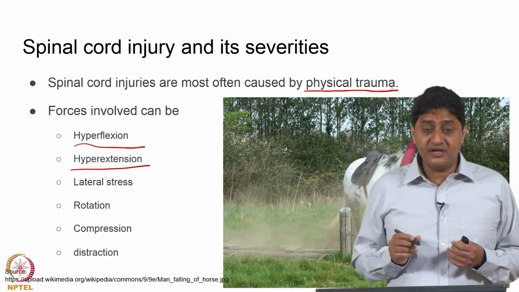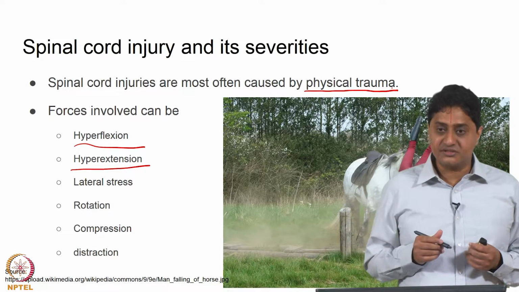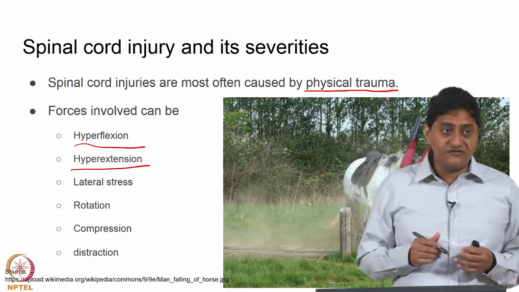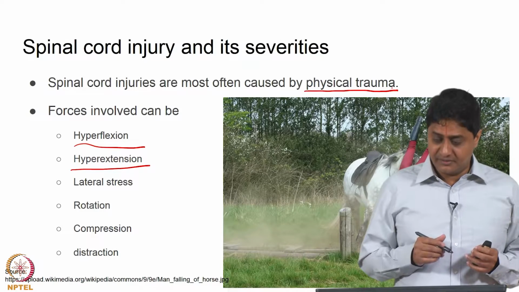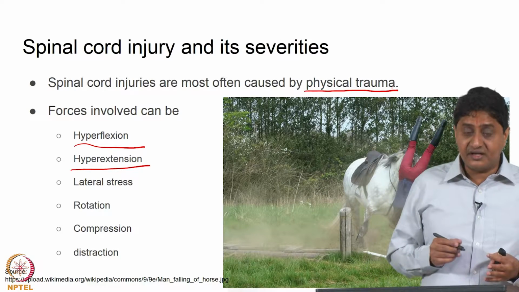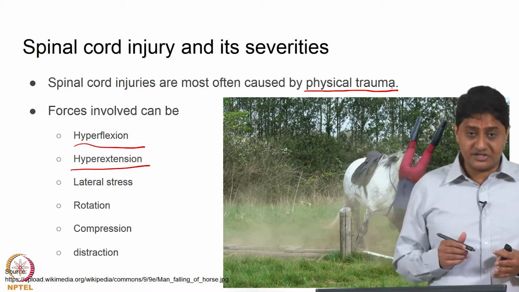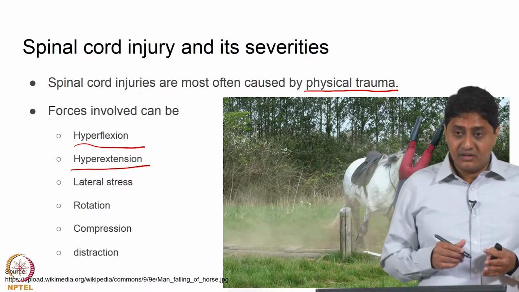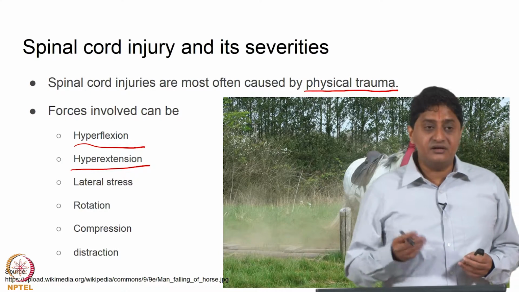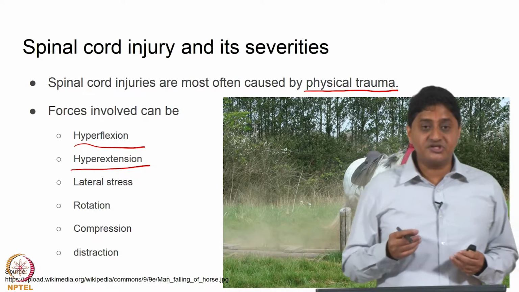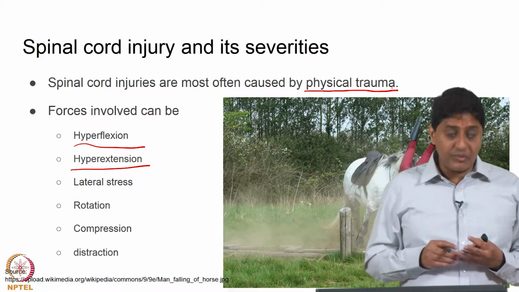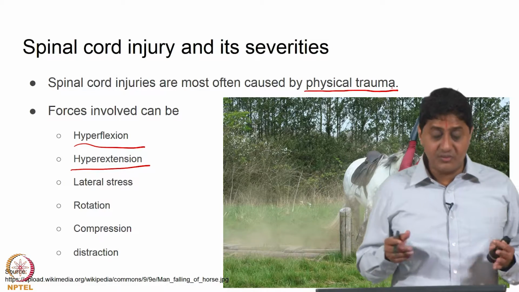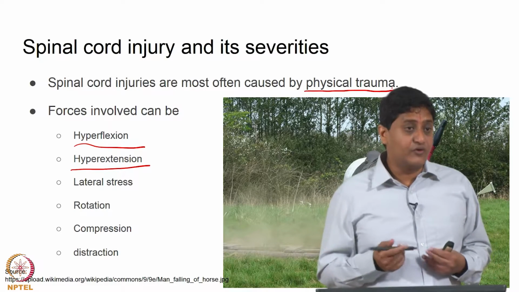What happens is that depending on the location of the injury and depending on the severity of the injury, the consequences may vary. It could be from slight loss of sensation to complete paralysis, to cases where the person is not at all able to move the 4 limbs.